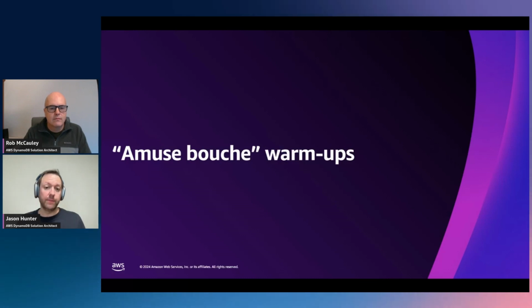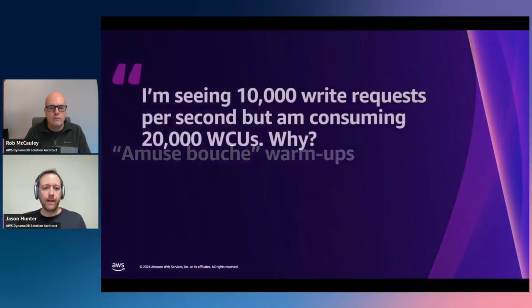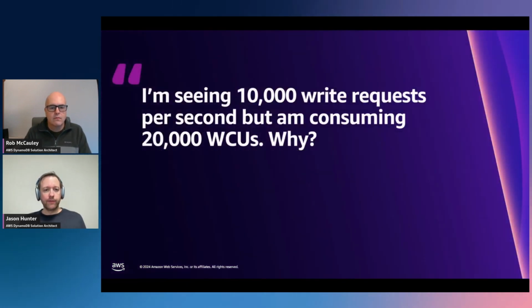All right, everybody ready? Here's the first one. I'm going to do it kind of like a dinner. Amuse-bouche warm-ups, kind of simple, to get you in the groove, and then we're going to do some meatier entrees, and we'll end with a little bit of dessert. Here's the first puzzle. Real life: I'm seeing 10,000 write requests per second, but I'm consuming 20,000 WCUs. Why would that happen? And actually, as a first thing, I want to know what a WCU is.